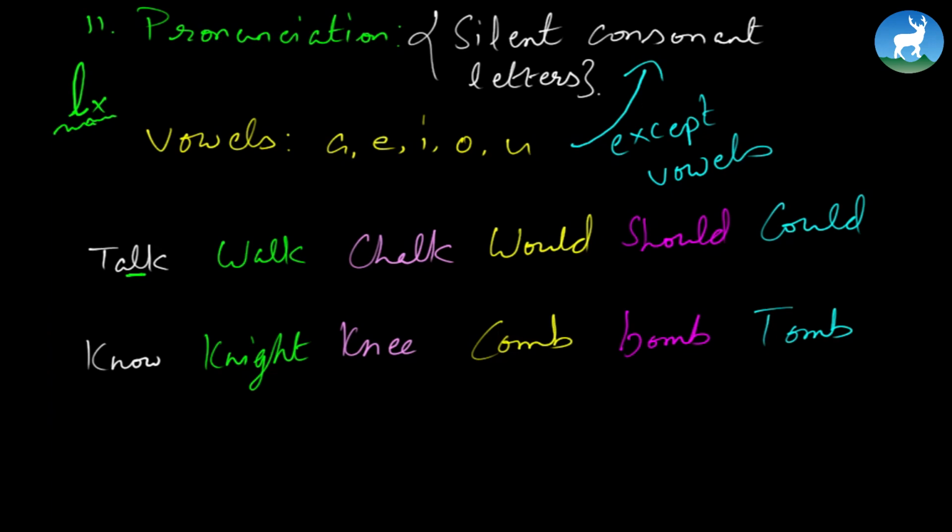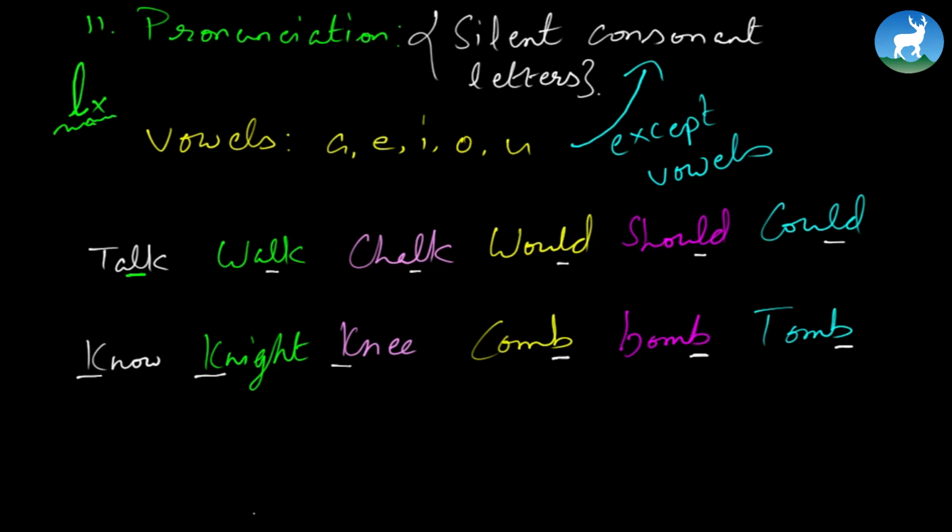Talk, L is silent. Walk, again L is silent. Chalk, again L is silent. Would, again L is silent. Should, again L is silent. Could, again L is silent. Know, again the initial K is silent. Night, again the initial K is silent. Knee, again the initial K is silent. Come, again the last letter B is silent here. Bum, again the last letter B is silent. And finally tomb, again the last letter B is silent here. So see, this is how we pronounce it, and this is how we figured out the silent letters here.